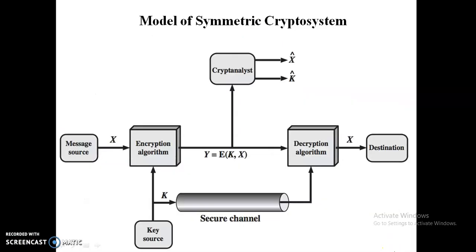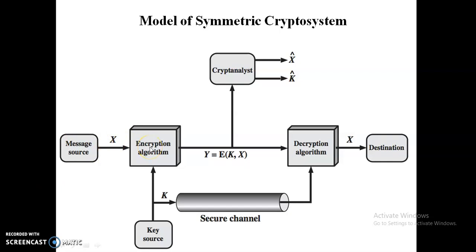This is the model of a symmetric crypto system. Here you can see this is the source message. Message source means the sender who is going to send the message, that is in the form of plain text. That is called X. Here X is the plain text.